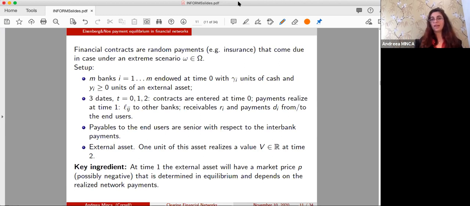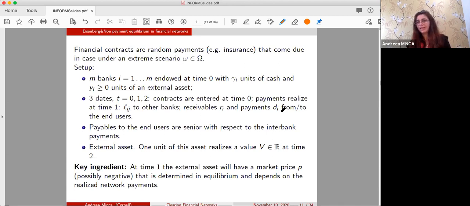At time 0, we enter the contracts, and the payments are realized at time 1. So this means that the trigger of the financial contracts comes at time 1. And there are L_ij, those are payments that are due from bank i to bank j, to the other banks. There are receivables that bank i has, called R_i, and those come from end users, from outside of the financial system, if you want, and there are payments, D_i, that go to outside the financial system. So those are also to end users.